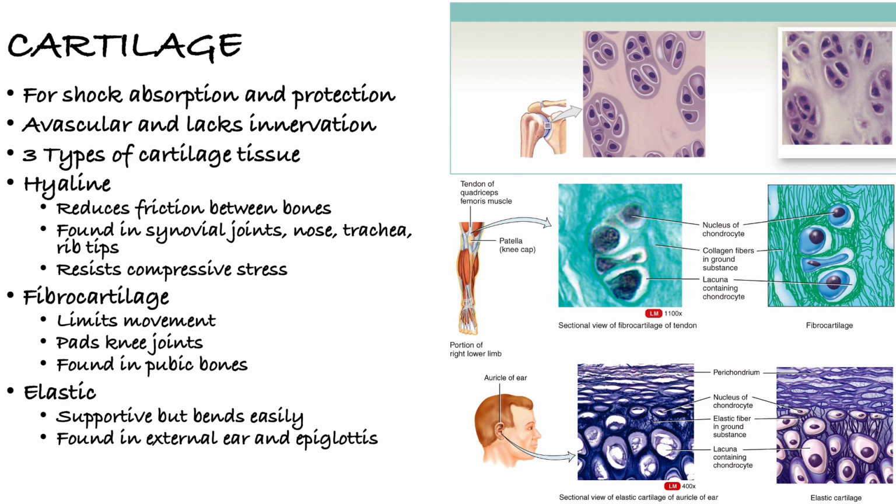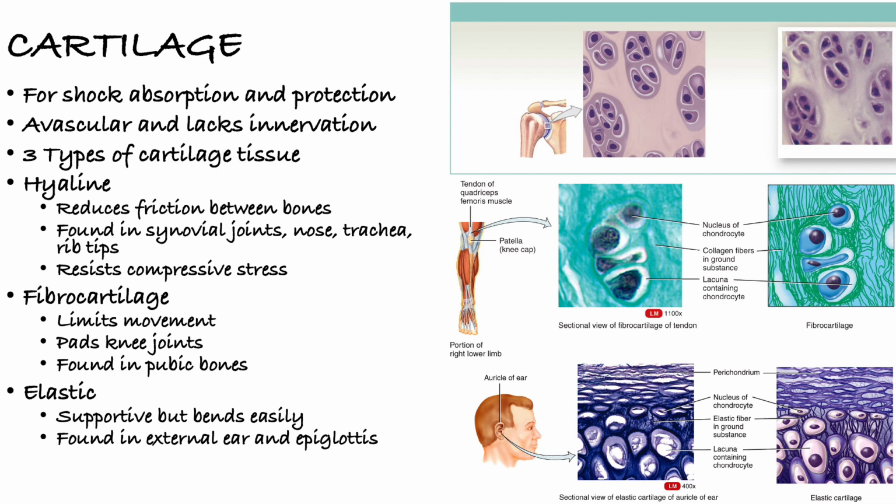And fibrocartilage is the next one. This is the toughest kind of cartilage. This limits movement. It pads your knee joints. You might see joints again. Yes, we have different types of cartilage in our knees, padding the knee joints.